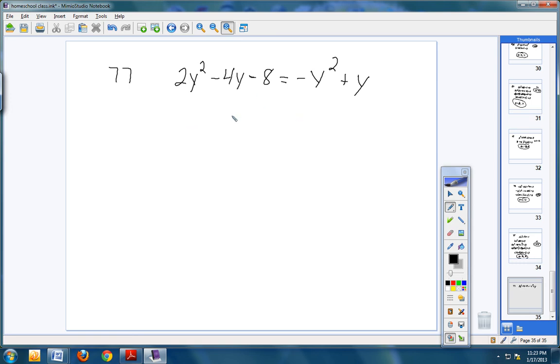Well, you know what step 1 says to do. You want to get one side equal to 0. So I'm going to bring the negative y squared over and make it a positive y squared, and bring this positive y over and make it a negative y. If you do that correctly, you'll be left with this right here. If you didn't get that, please correct your mistakes and make sure you know what to do.